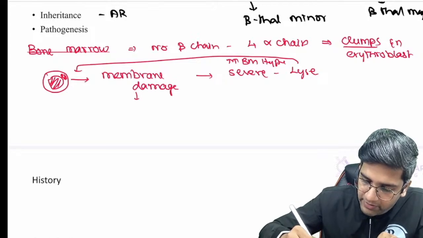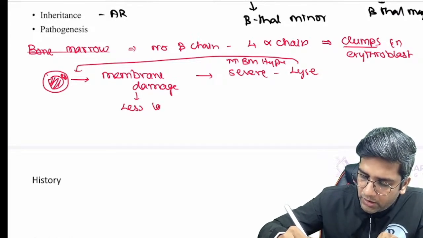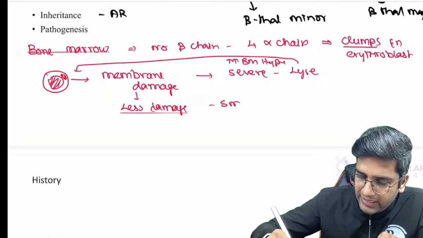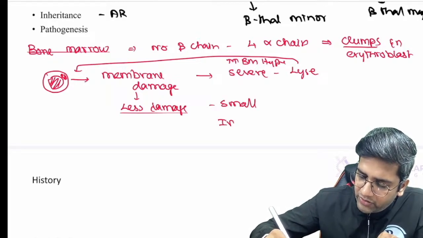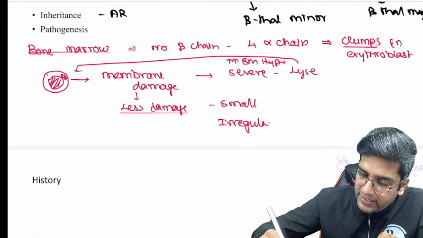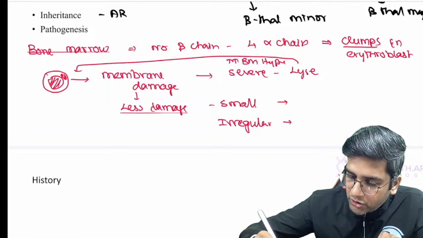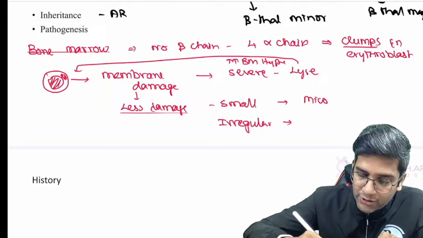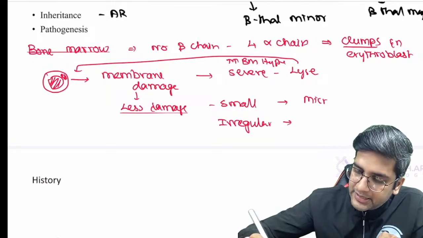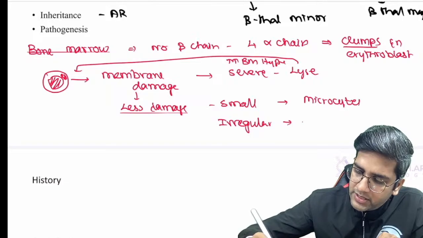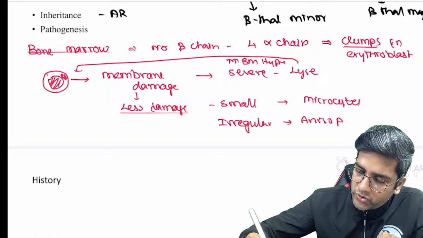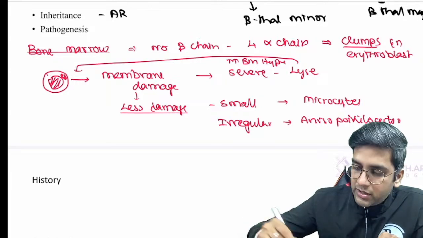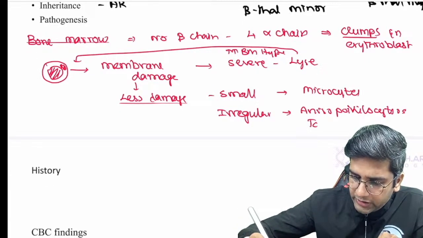If it's a less severe membrane damage, it might result in a smaller blast and an irregular blast. You'll have small blast and irregular blast. These small and irregular blasts are the ones causing your microcytes, anisopoikilocytes, target cells, everything. So the microcytic RBC, and you have anisopoikilocytosis as well. Including target cells, the reason is the irregular blast being produced, fine. Also your target cells, fine.